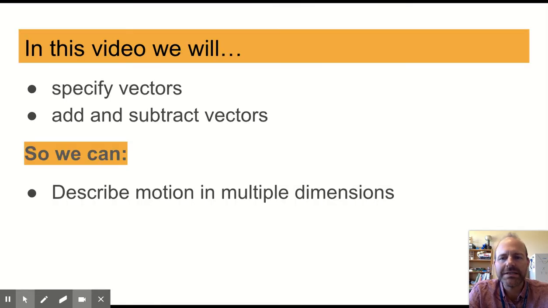In this video, we're going to specify vectors, basically describing them, naming them, talking about them, and then we're going to add and subtract them so that we can describe motion in not just one dimension, but in 2 or 3 as we go.